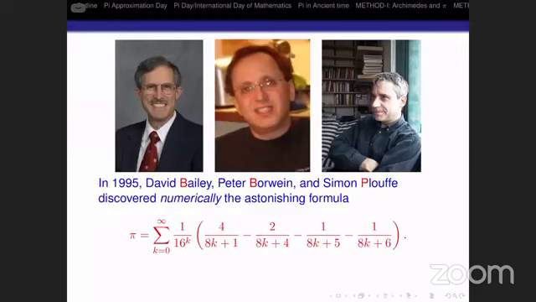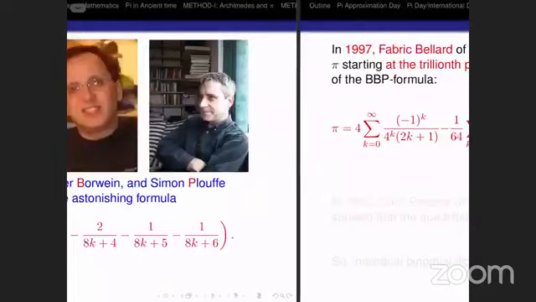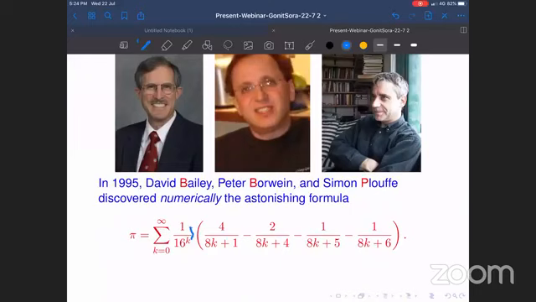So they discovered numerically the astonishing formula that pi is equal to this one. You see that this is 1 over 16 power k, right? So this is base 16. So therefore, the individual digits of pi, hexadecimal digits of pi, can be found by using this formula, okay? And that is called BBP type formula because of David Bailey, Peter Borwein, and Simon Plouffe, BBP. Okay. So using this formula, one can find the nth binary digit of pi or nth hexadecimal digit of pi, okay? Individual digits.